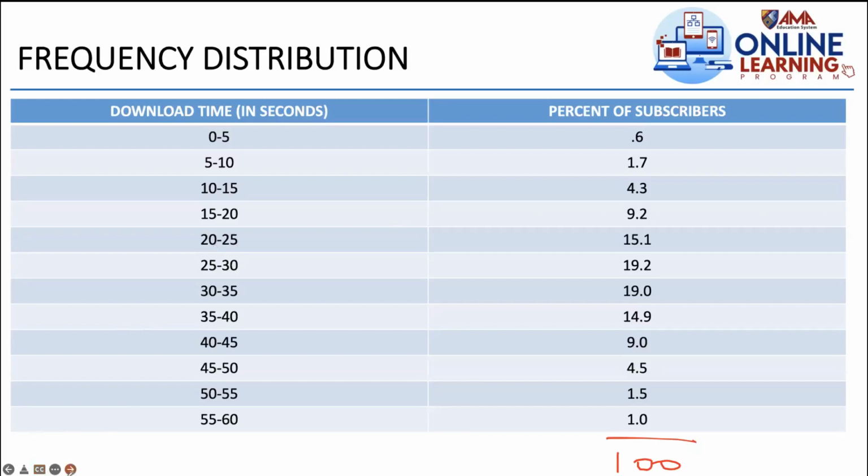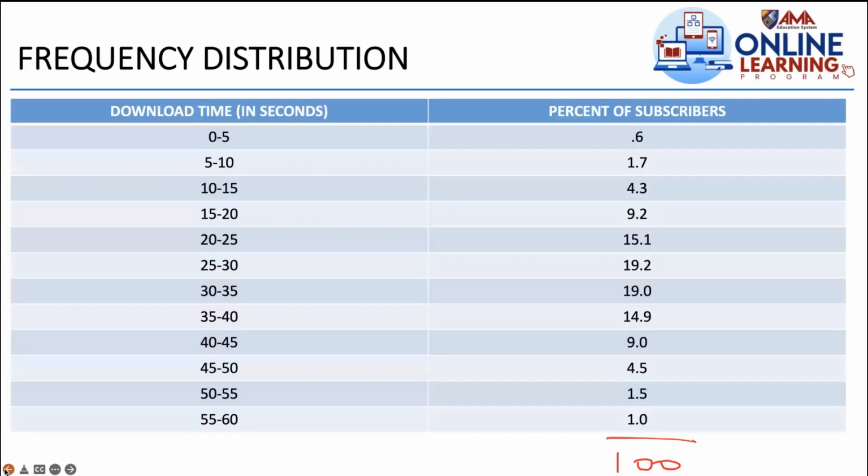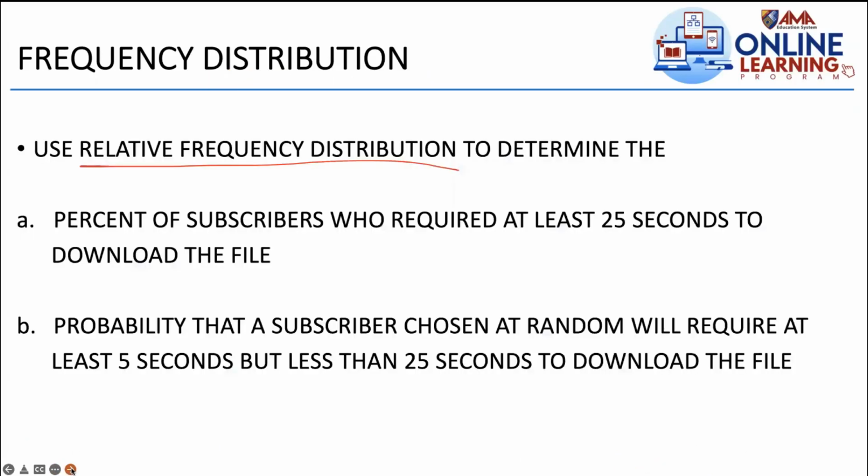Okay, to proceed, I think we have some problems to solve, using the relative frequency, not the frequency distribution table, but the relative one, which we got from this frequency distribution table. So let's proceed. This is the problem now. Percent of subscribers who required at least 25 seconds to download the file. At least, meaning it's like greater than or equal.